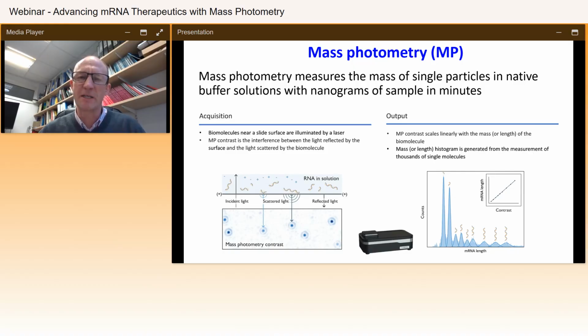We measure this contrast for hundreds of different single particle measurements, and that allows us to fit histograms. We get this nice correlation between the contrast and the mRNA length. So what we can essentially do is measure the counts, and this gives us information about the mRNA length of the particular molecule.